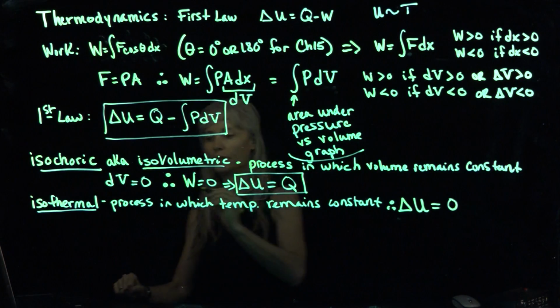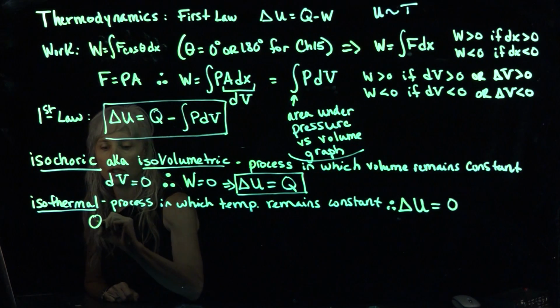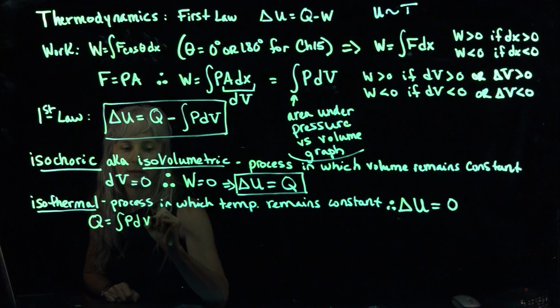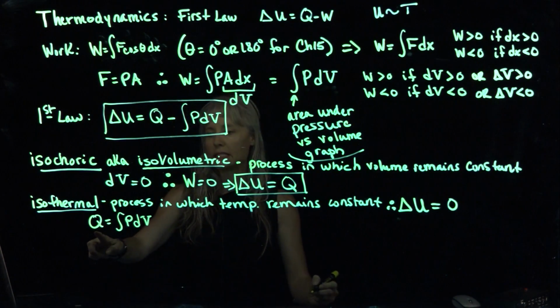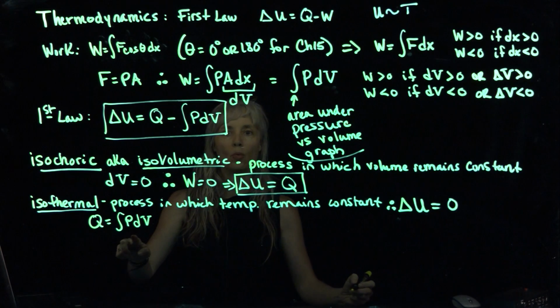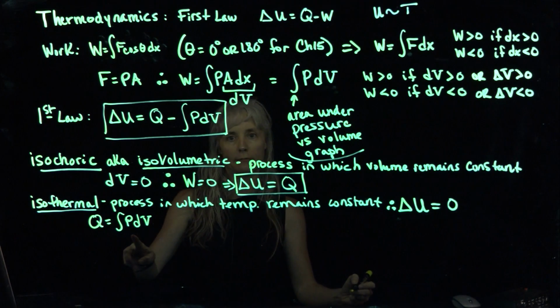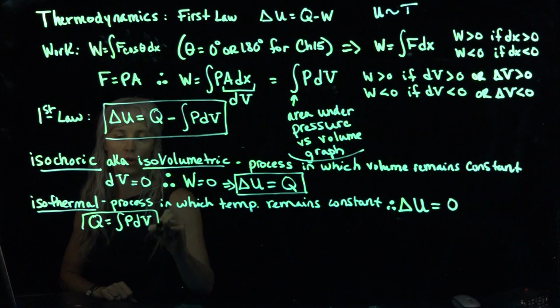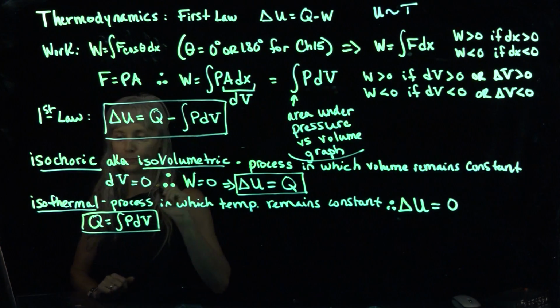So what do we get from the first law? We get that Q is equal to the integral of P dV. So any heat added to the system has to be offset by work being done by the system. That's what the first law is telling us when we have an isothermal process.